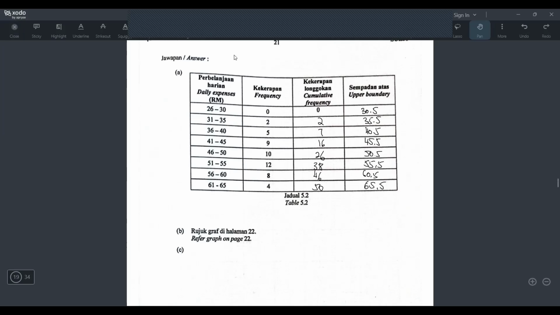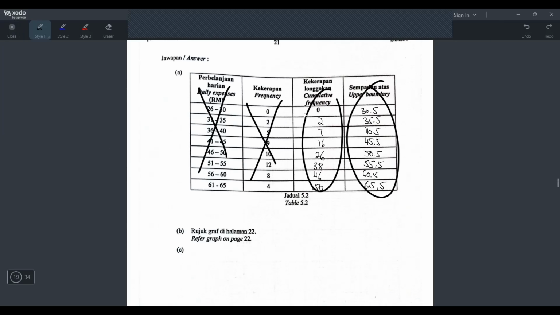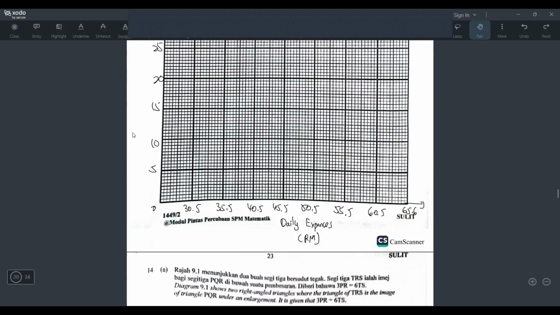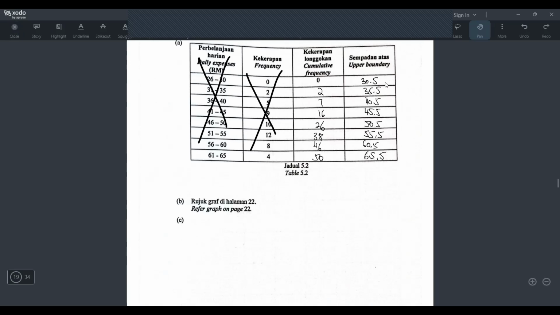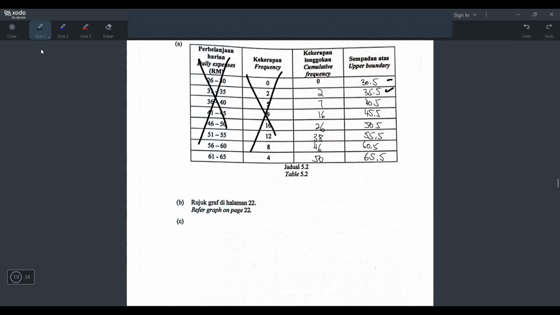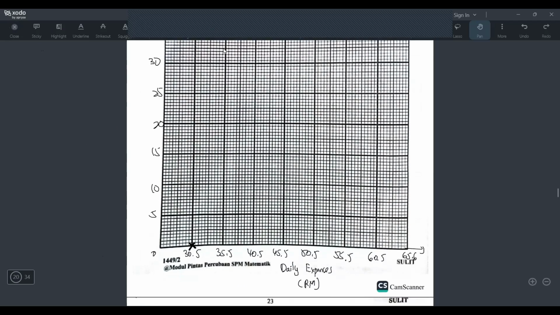But when you plot, don't look at this. Only look at the cumulative and upper. So the first one is 30.5, 0. We plot 30.5 here. Okay, done. Next one, 35.5, 2. 35.5 is here. From here to here is plus 5, but there are 10 small boxes. So 1 small box is 5 divided by 10, which is 0.5.